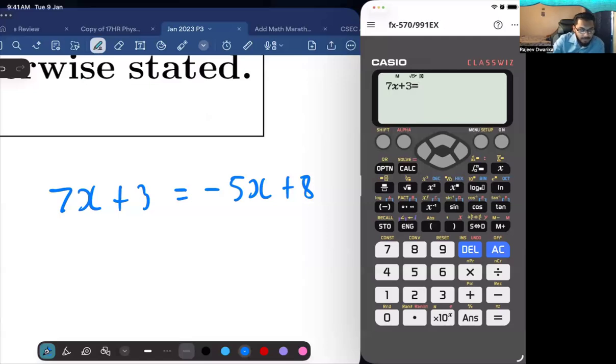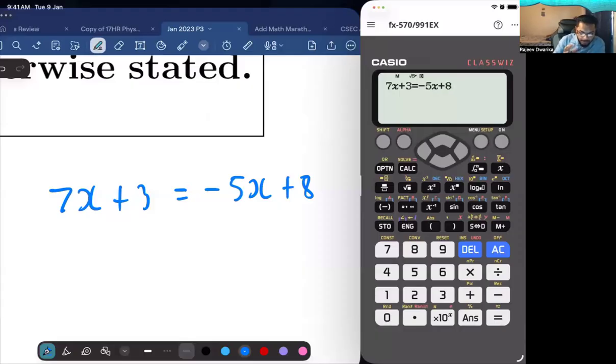After the 3, where do you have to press? You want to get equal, so you're going to press alpha calc. Did the equal sign pop up? Yes. Now you're going to press -5, then press the X button again. Then you're going to press +8. Let me know if you have what I have on the screen.